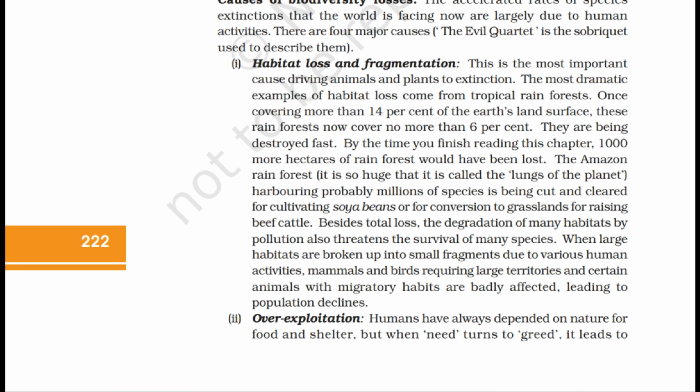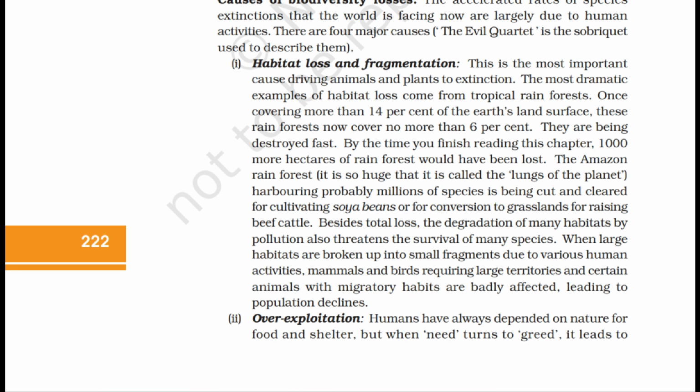The most dramatic examples of habitat loss come from tropical rainforests. Once covering more than 14% of the Earth's land surface, these rainforests now cover no more than 6%. They are being destroyed fast. By the time you finish reading this chapter, 1,000 more hectares of rainforest would have been lost.